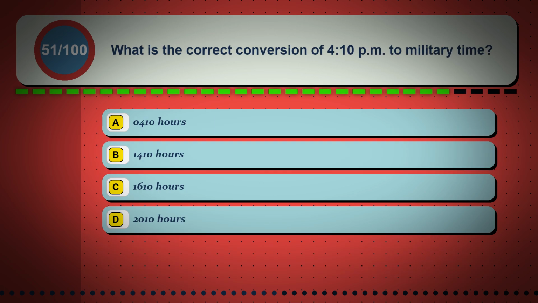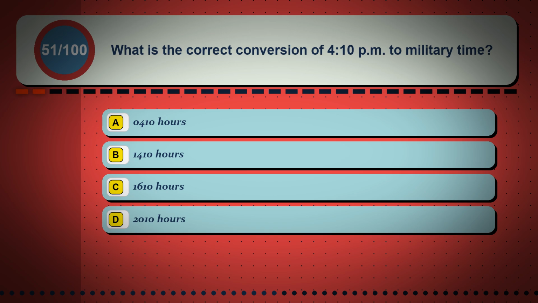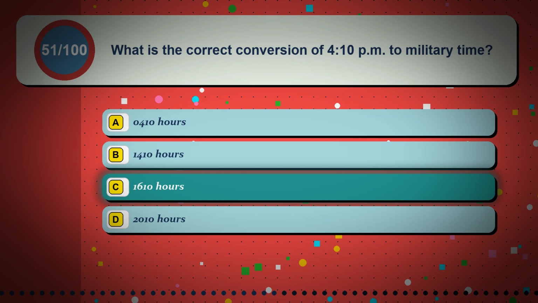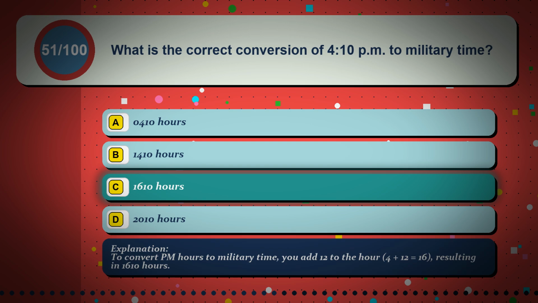Question 51. What is the correct conversion of 4:10 p.m. to military time? Option A is 0410 hours. Option B, 1410 hours. Option C, 1610 hours. Option D, 2010 hours. The correct answer is option C, 1610 hours. To convert PM hours to military time, you add 12 to the hour. 4 plus 12 equals 16, resulting in 1610 hours.